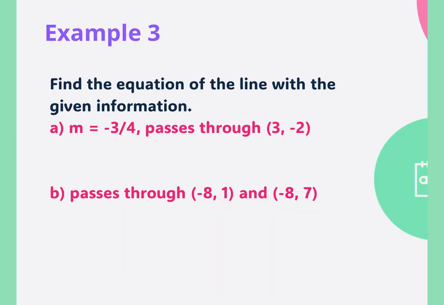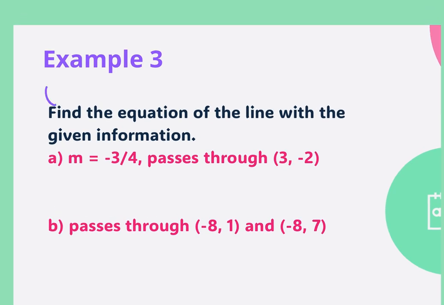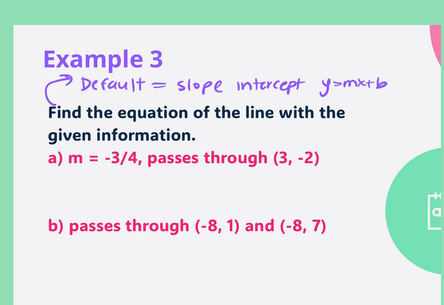All right, example 3, find the equation of the line with the given information. Notice it didn't tell me what form to put it in. If it does not give you a specific form, then the default form it wants the answer in is slope-intercept, or y equals mx plus b. If it tells you to put it into standard, then you're putting it into standard. If it tells you to put it into point slope, then you're putting it into point slope. But if it doesn't mention it, then your default is slope-intercept, or y equals mx plus b.